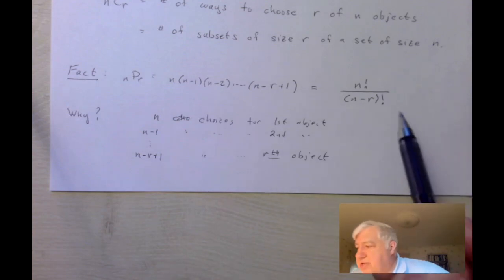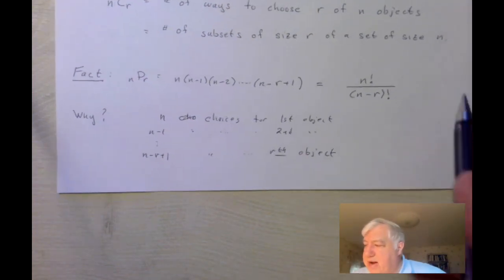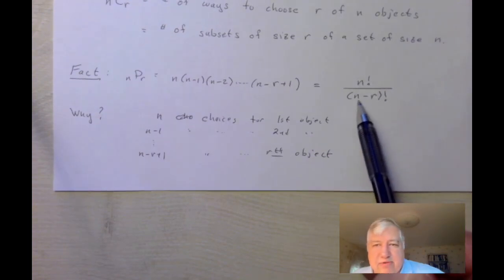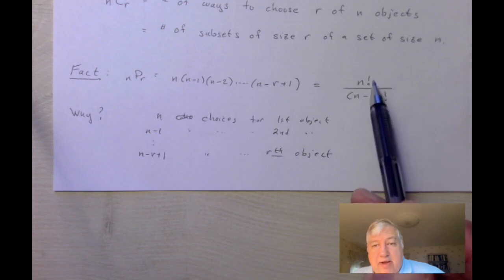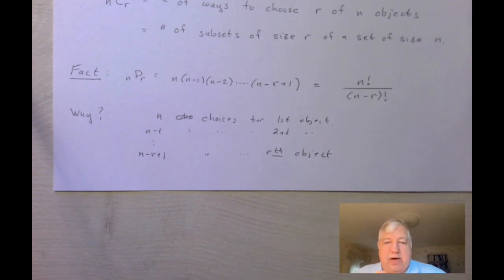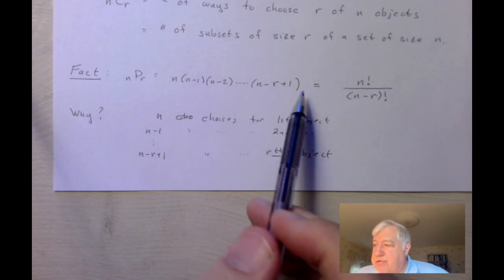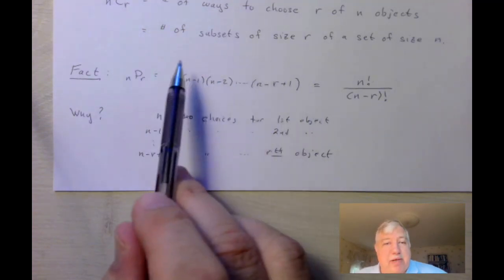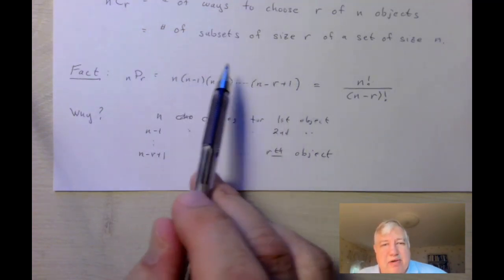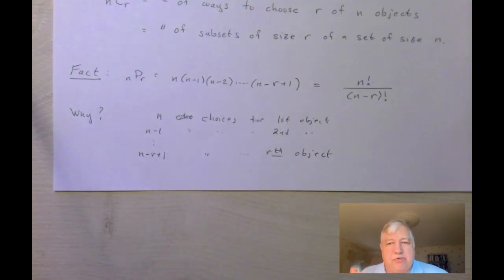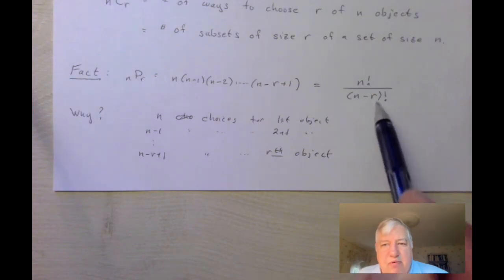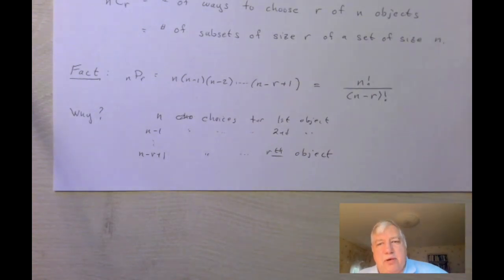And what this actually simplifies to, in a more compact form, turns out to be n factorial divided by n minus r factorial. I like to use this form anyway. It's a lot easier to remember, and it just kind of makes more sense. But we'll see that you don't actually have to compute this using this formula. You can do that on your calculator, which I'll show you how to do in a moment.